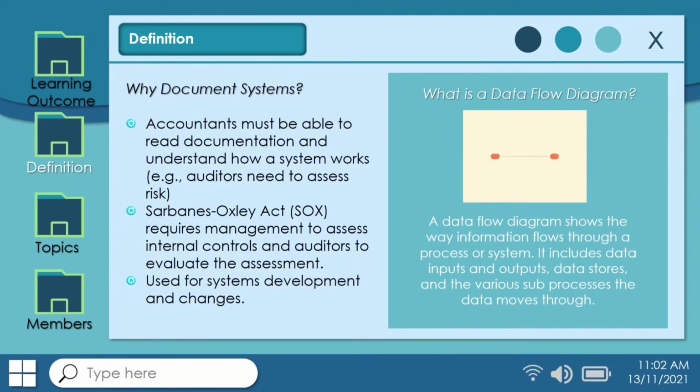Accountants must be able to read documentation and understand how a system works in order to help them more by organizing very complicated systems into a form that can be more readily understood and helping others to understand the pre-existing system. Sarbanes-Oxley Act is an act that requires every internal control to be certified as part of the financial statement in order to be safe for investors, and to protect them from any fraud.